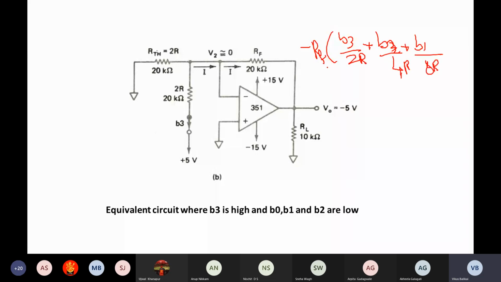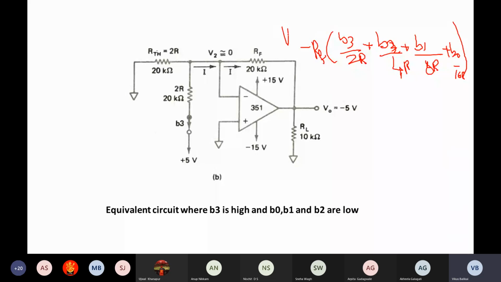We keep halving the contributions in the binary weighted scheme. In R-2R, the name itself indicates R and 2R, so it is double. So when B0 comes, it will be 16R.